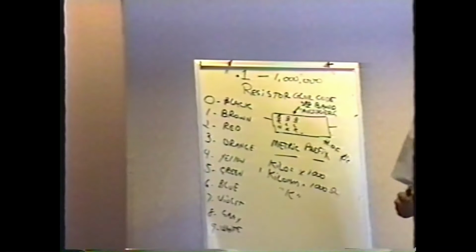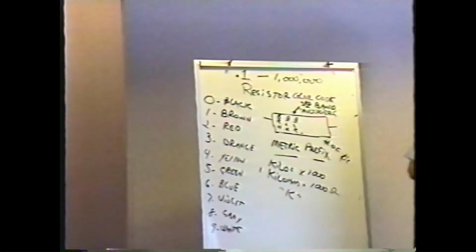Now, some meters are auto-ranging. For instance, on this meter, it doesn't say K on it. You just set it to ohms, and it automatically sets itself for the proper range. Some meters are like that. Some meters are not. I personally kind of prefer the meter where you actually set it to whatever range you want, because it makes you more aware of what's going on. On an auto-ranging meter, you have to be careful.